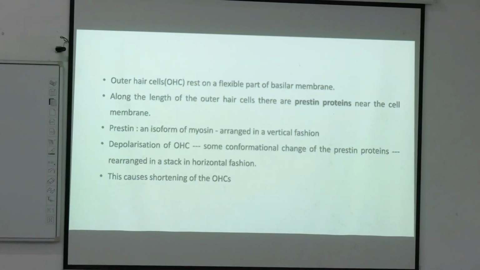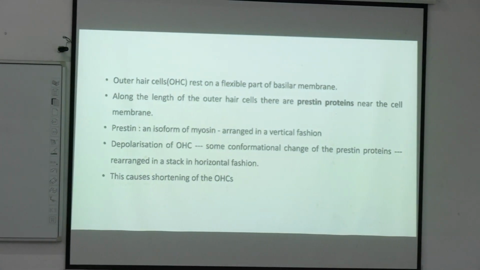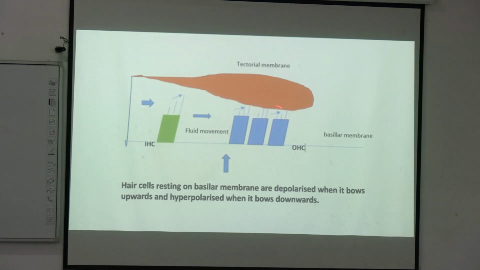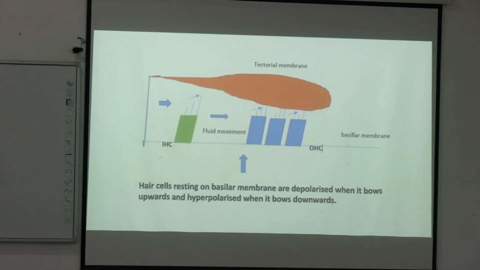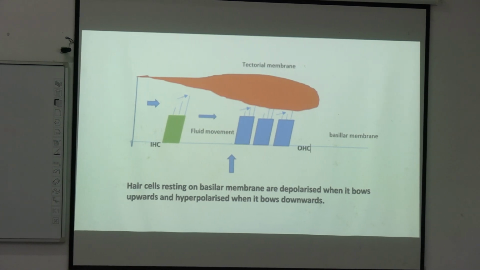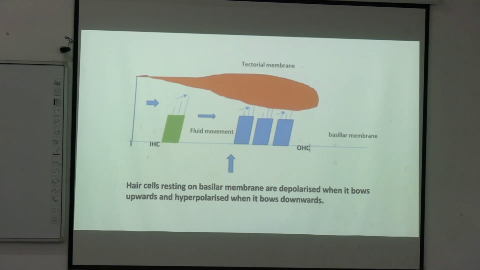Outer hair cell rests on the flexible part of basilar membrane. So you see this picture, that will be clear. These are outer hair cells that rest on the flexible part of basilar membrane. So when there is depolarization of the outer hair cell, something strange happens to the outer hair cell.